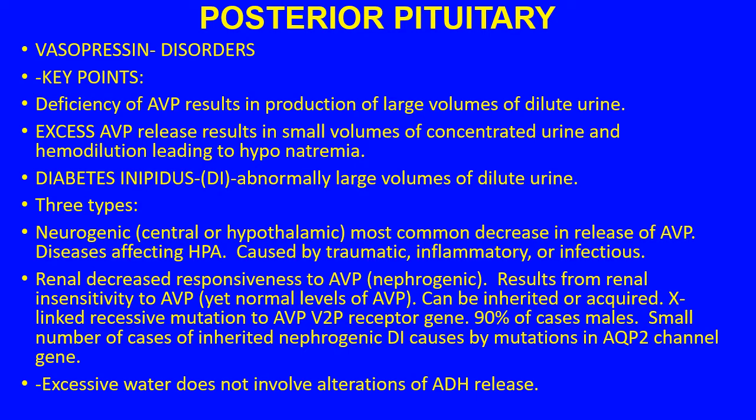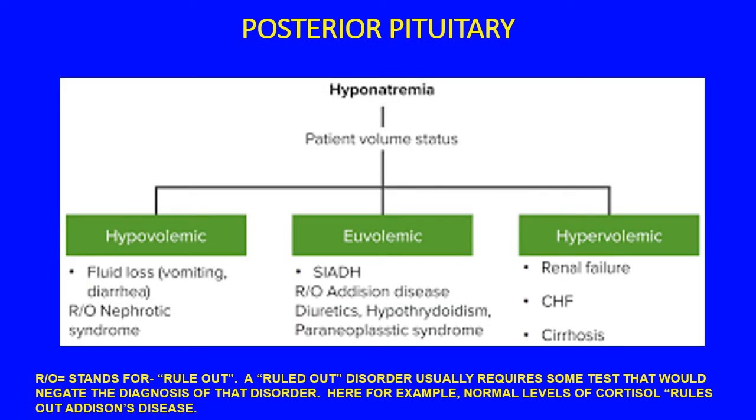There is a type of X-linked recessive mutation to AVP for the V2R receptor gene. 90% of all the cases are males. A small number of cases of inherited nephrogenic DI are caused by mutations in the AQP2 channel gene. Okay? There is also the possibility of excessive water that does not involve alterations in ADH release at all. Here you see an example of what I was mentioning before, the hyponatremia.